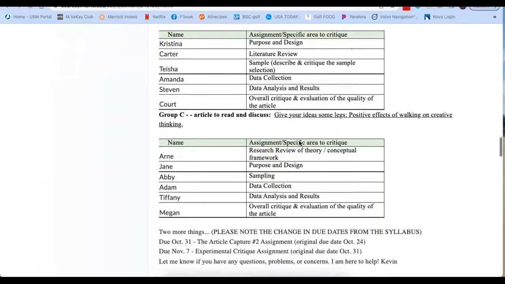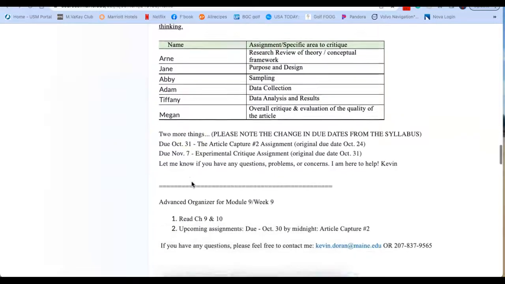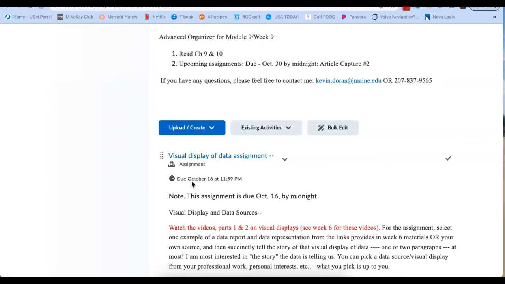And Group C. This is the article you're reading. This is the group. This actual group work will culminate on November 6th when you write an experimental critique, very similar to what you just submitted last Sunday, and you will be graded on what you submit. The article you're working on in your group project this week will be the article you write your experimental critique on for the November 6th assignment.